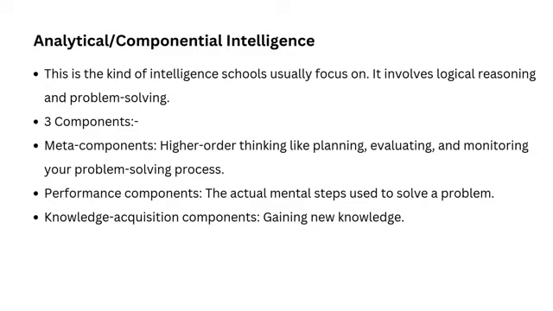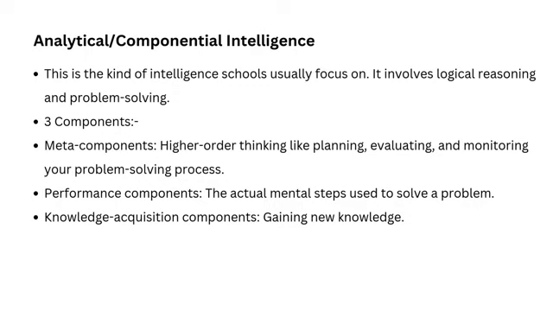In terms of brain work, analytical intelligence involves three main components. Meta components. These are the strategies we use to plan, monitor, and evaluate problem solving. For example, when you decide how you are going to approach a problem, you are using meta components. Next, performance components. These are the mental operations you actually use to carry out the problem solving process. For example, the specific steps you follow to solve a math equation.